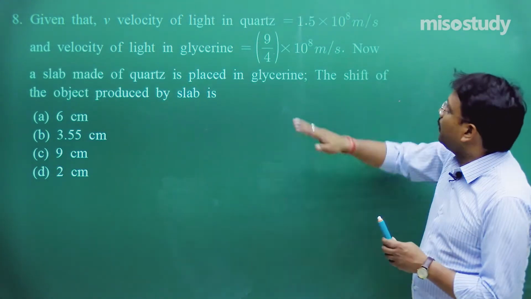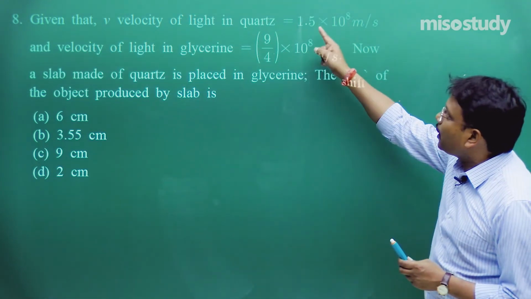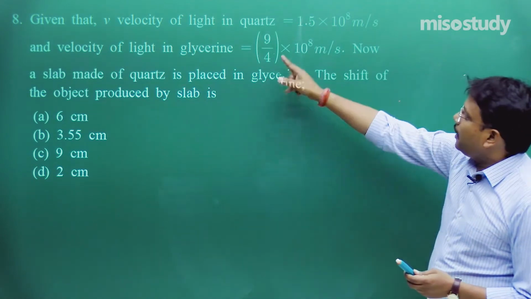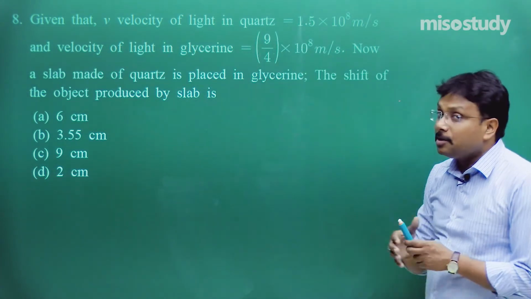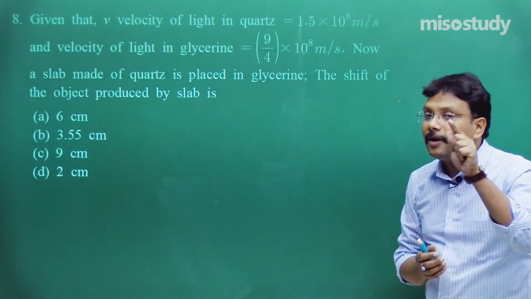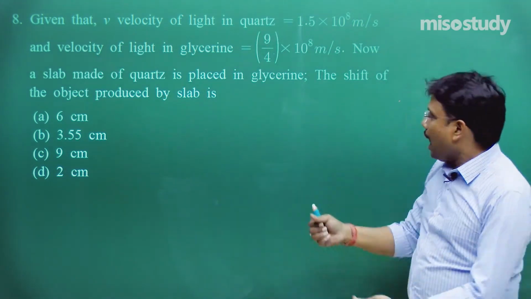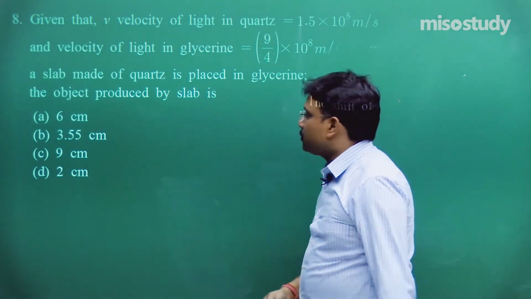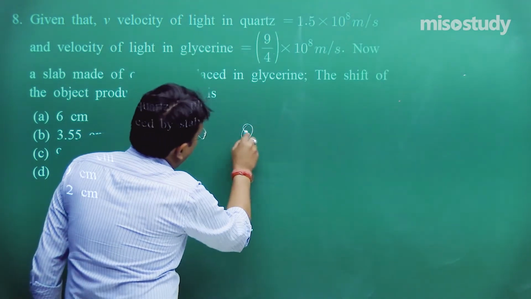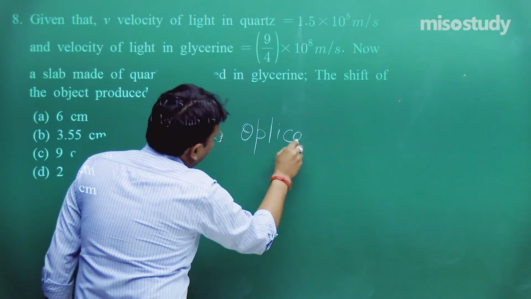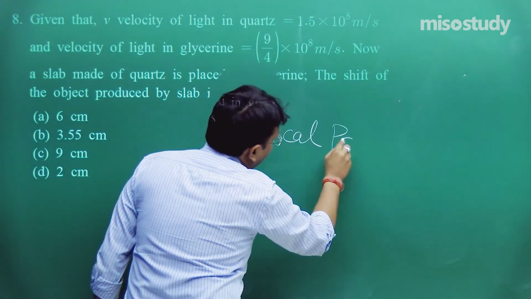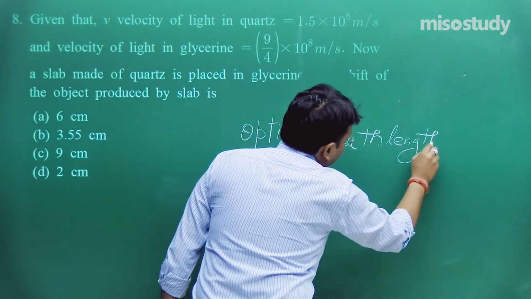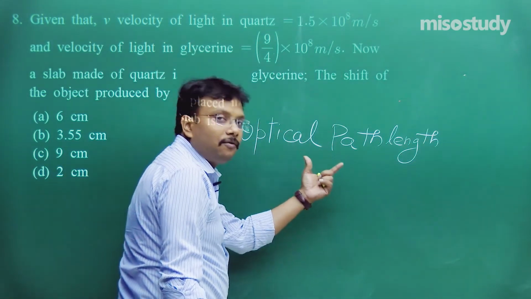In quartz, velocity is this much. It means you can find the refractive index of quartz as 2. In glycerine, speed of light is this much. It means you can find the refractive index of the glycerine and then you can find the shift. This question is based on optical path length. So this is the concept involved. Fine.